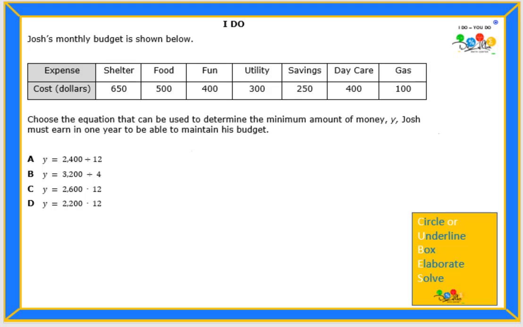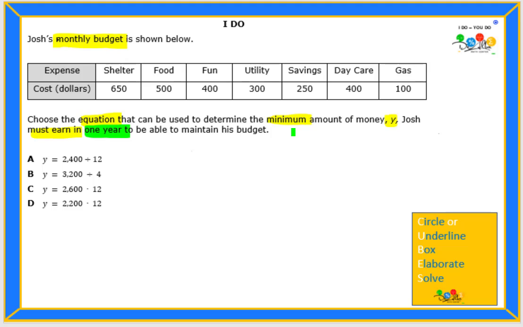Josh's monthly budget is shown below. Choose the equation that can be used to determine the minimum amount of money Josh must earn in 1 year to be able to maintain his budget.